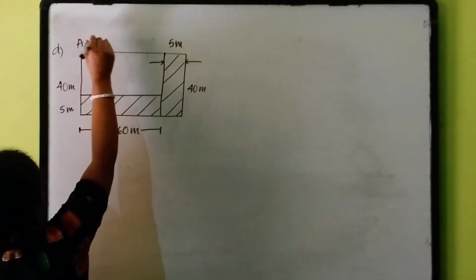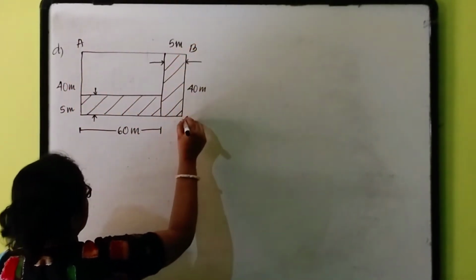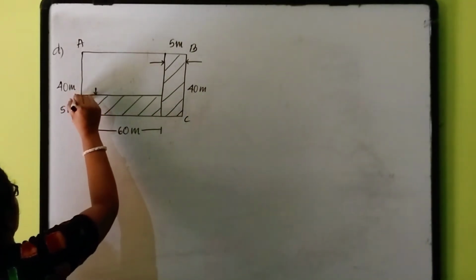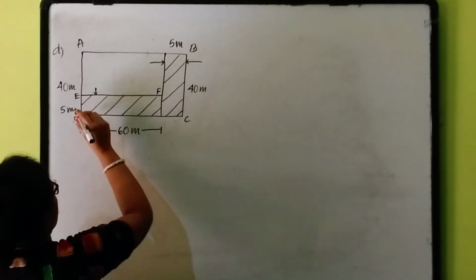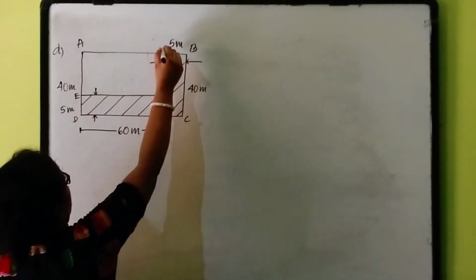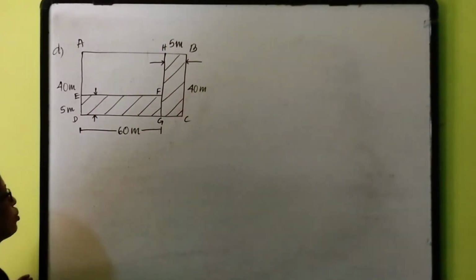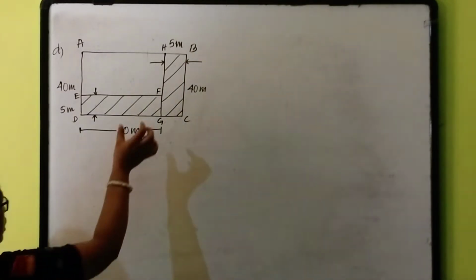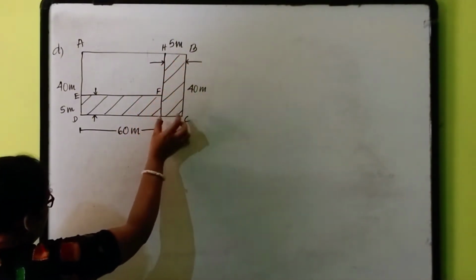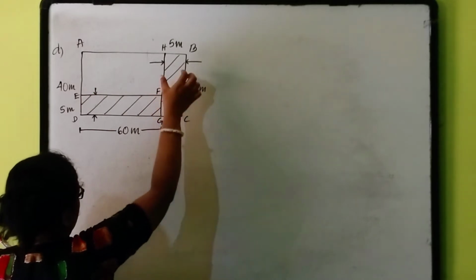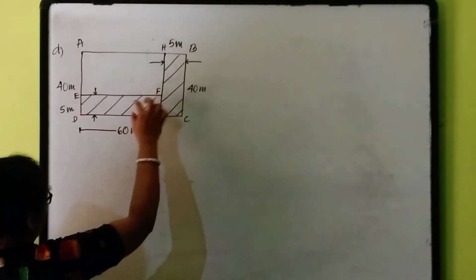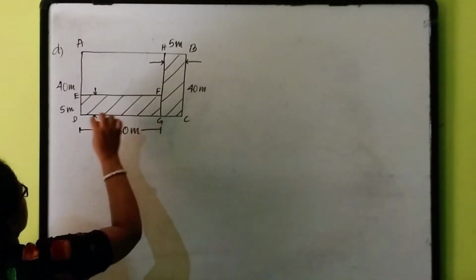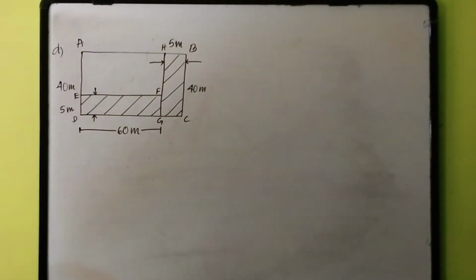Now let me name A, B, C, D. This point let it be E, F. Okay? E, F, G. Then let me name here H. So here the area of the shaded portion will be the area of this rectangle plus the area of this rectangle. This rectangle, see, length is this, breadth is this. This rectangle, length is this, breadth is this. So it is known to you.